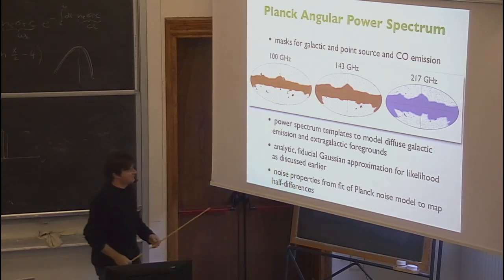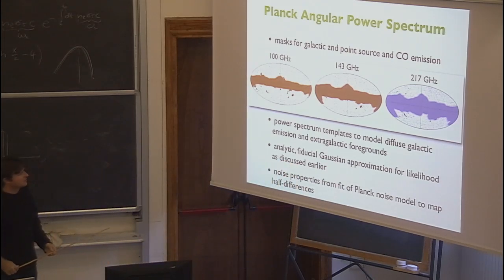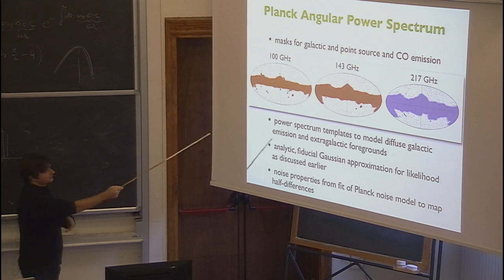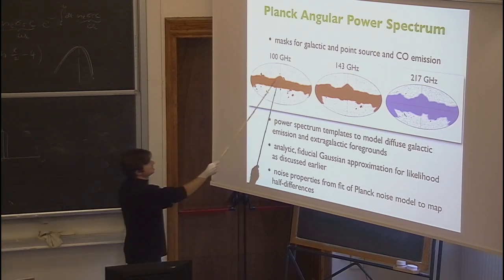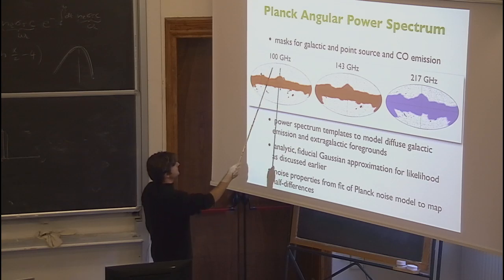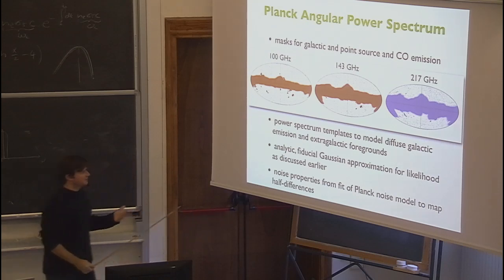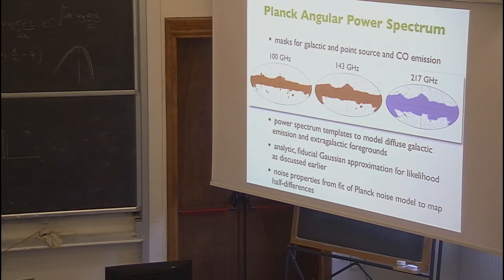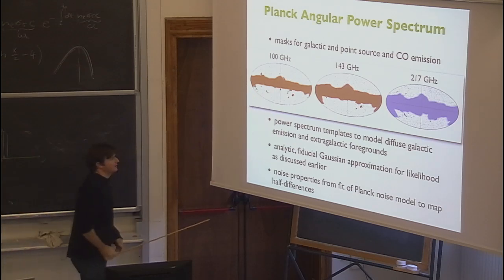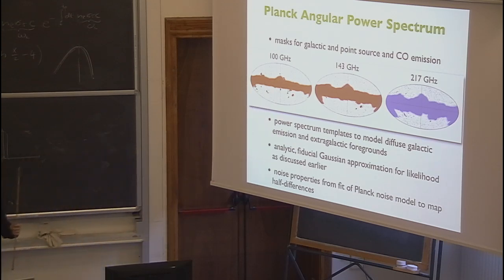So these are the masks. That's what they look like for the 2015 analysis. And even though you're masking a lot of the sky, so this is the galaxy, this is the large and small Magellanic Cloud, and then there's some CO emission, and then here are the point sources. There's also Andromeda. But even if you're already masking a lot of the sky, there's still residual diffuse galactic emission that you have to deal with.